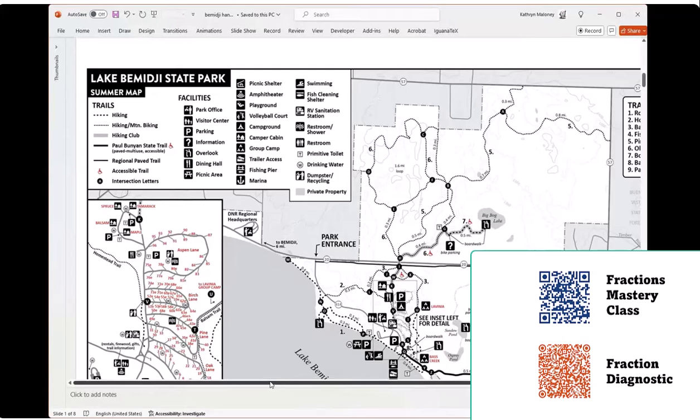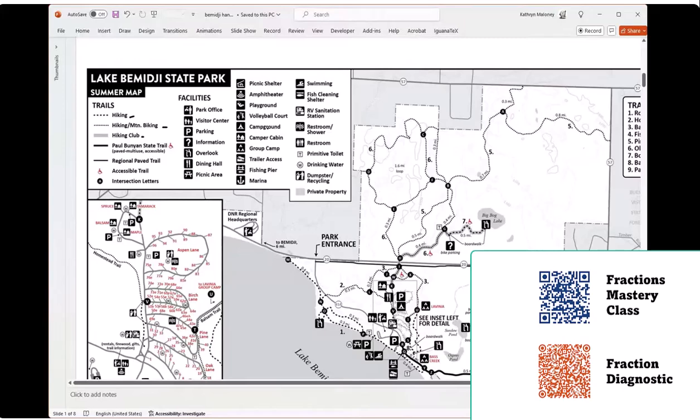One thing that you'll see when you're looking at a map is you'll have this part over here on the left, and this is called the key. And the key tells us what all of these little icons mean. And so we have hiking trails, we have mountain biking hiking trails, a hiking club, and so on. Then the facilities, we have the park office. That's where you're going to find the park ranger, visitor center, parking, and so on.